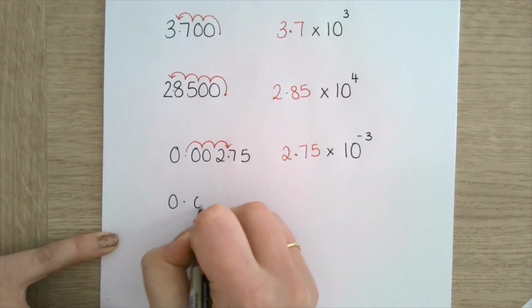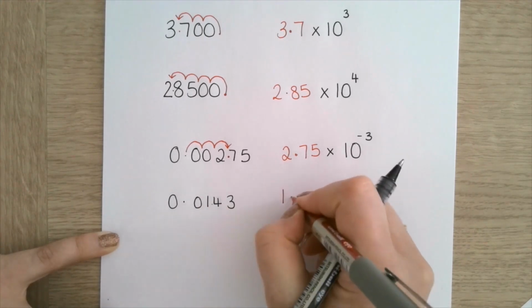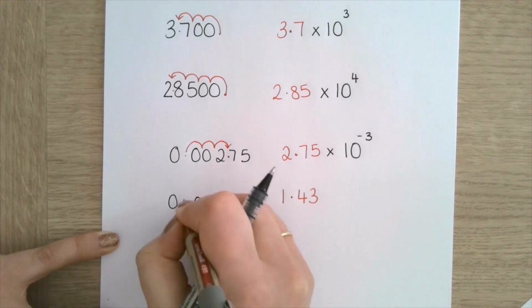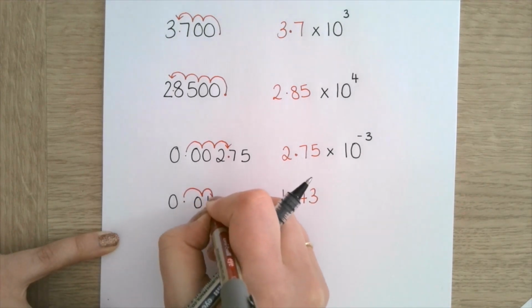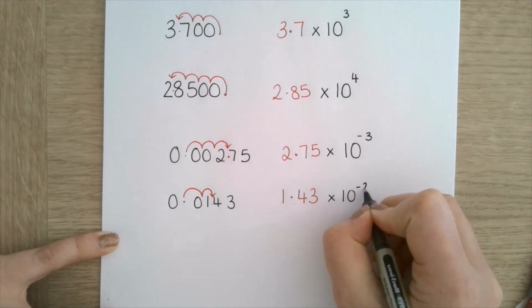Again, 0.0143. This is where I would like my decimal point to end up. So it's going to be 1.43, and I have jumped twice, so it's times 10 to the power of negative 2.